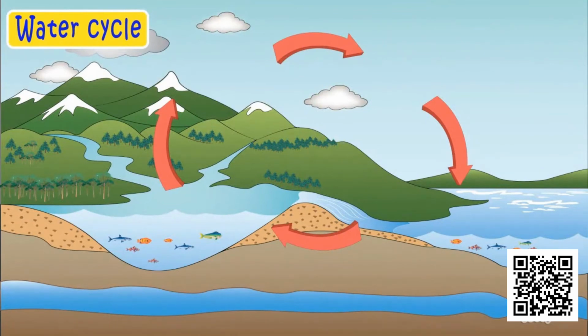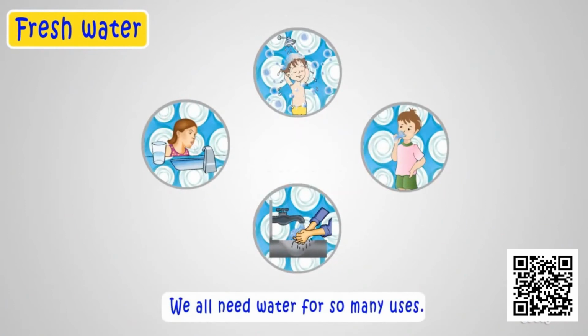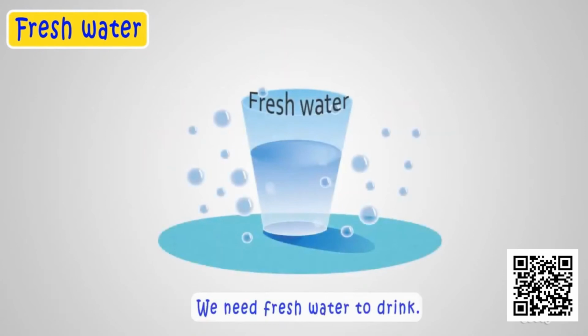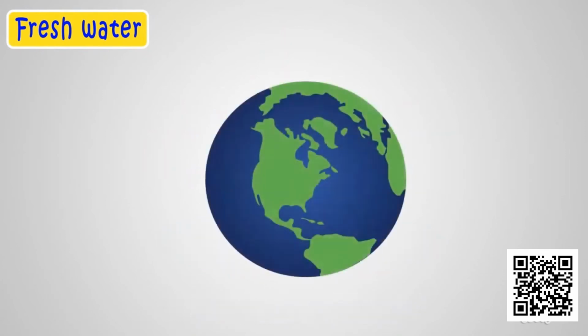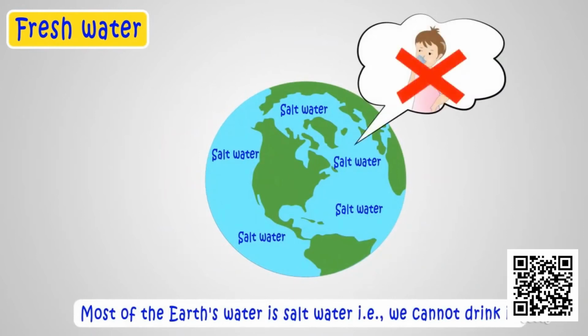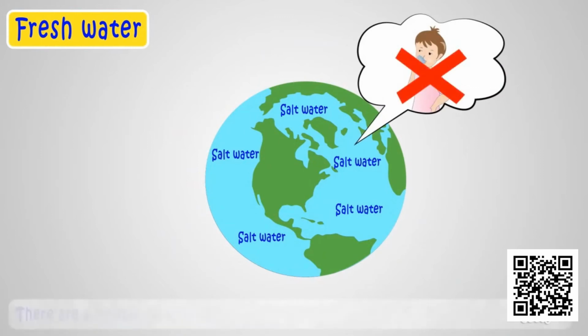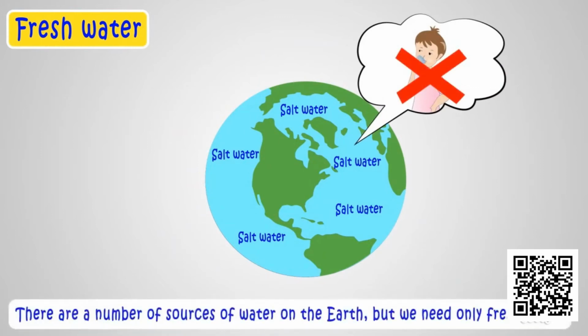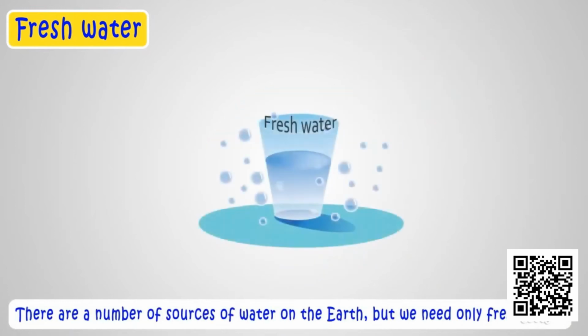Now let's see what is the meaning of the term fresh water. We all need water for many uses, and there are many types of sources of water. We need fresh water to drink. And most of the earth's water is salt water. That is, we can't drink it. So, there are a number of sources of water on earth, but we need only fresh water.